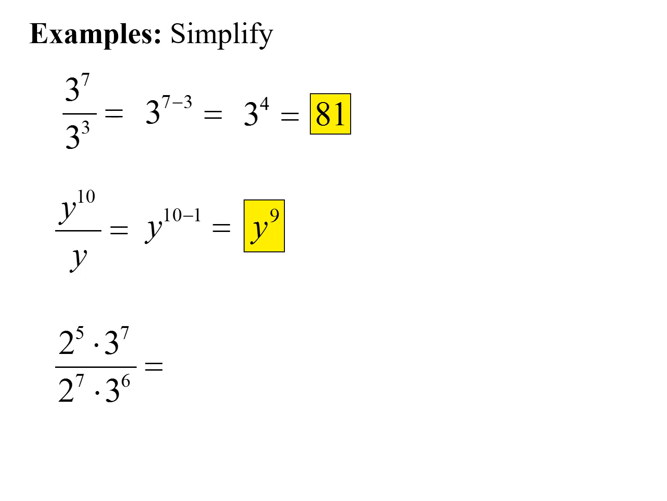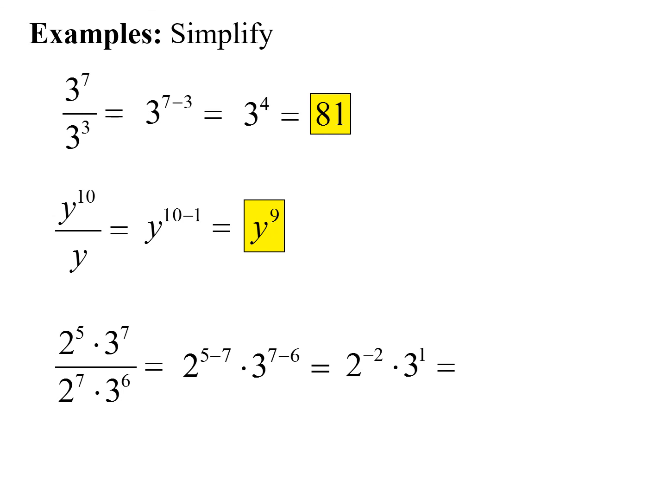Here we see 2 to the 5th times 3 to the 7th over 2 to the 7th times 3 to the 6th. Now with these exponent rules, we have to have the same base. So I'm going to focus on my 2's, and then I'm going to focus on my 3's. If I focus on my 2's, I'm going to have 2 to the 5 minus 7 power. If I focus on my 3's, I'm going to have 3 to the 7 minus 6 power.